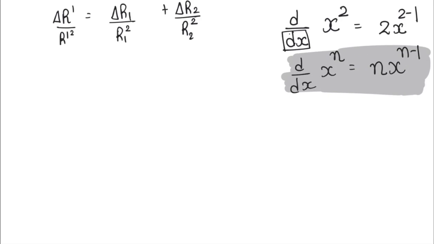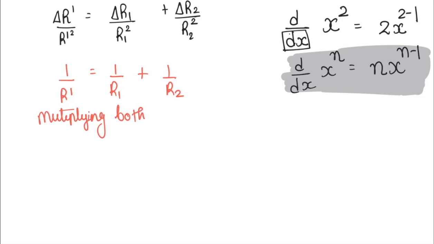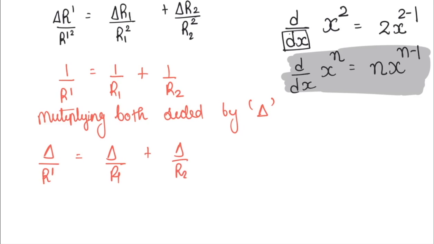So let us begin. First of all, we are aware of the formula for parallel resistance: 1 upon r dash is equal to 1 upon r1 plus 1 upon r2. From this equation we will start our derivation. Now multiplying both sides by delta, delta is a change, so delta r dash is equal to delta r1 plus delta r2.